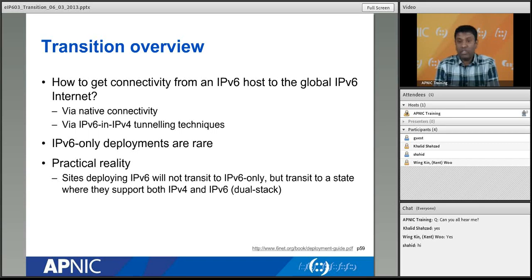Then there will be a situation where the old machines running on V4 and the new machines running on V6 will have incompatibility issues. They cannot communicate, right? And now we should have an option to solve this incompatibility problem. That is why we have the transition technology, and this is the practical reality in the industry now.